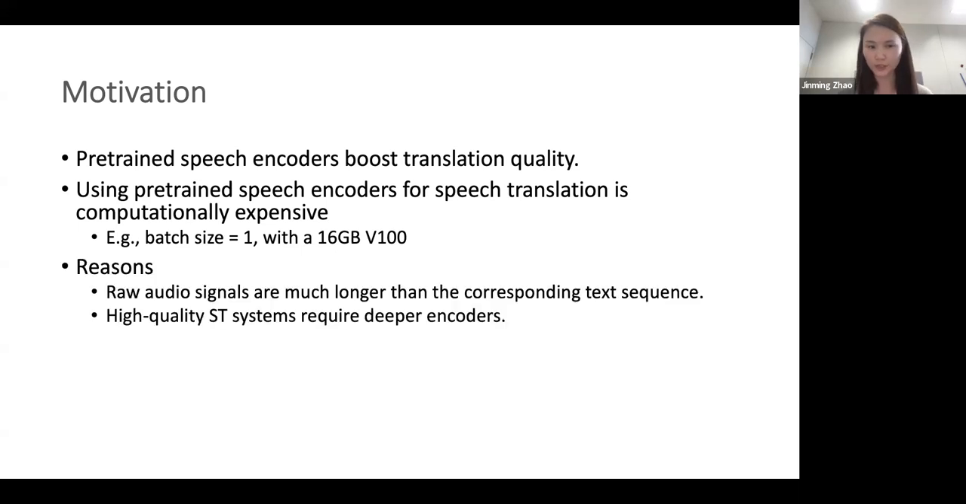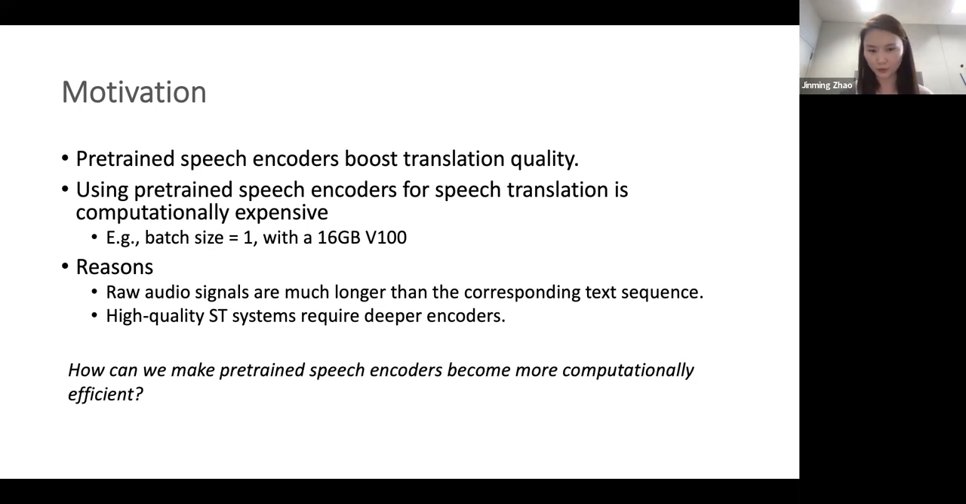There are 2 reasons for the high cost. One is that raw audio signals are much longer than the corresponding text sequence. Second is that empirically, high-quality speech translation systems require much deeper encoders compared to text-to-text translation settings. So we are thinking, how can we make pre-trained speech encoders become more computationally efficient for speech translation?